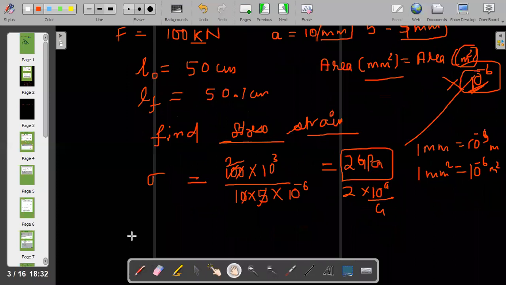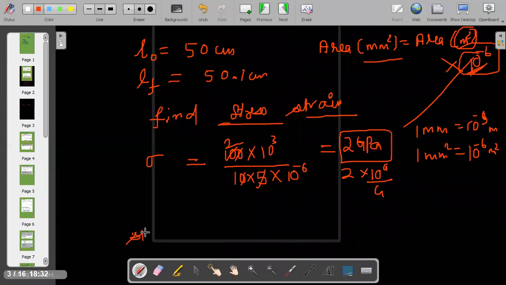What will be the strain? You have to remember it; this was something you should have learned in class 4-5. Change in length of the rod is 0.1, and the original length is 50. What is the change in length? It is 0.1. What is L? L is 50. This will be the strain. Strain is change in length divided by original length.